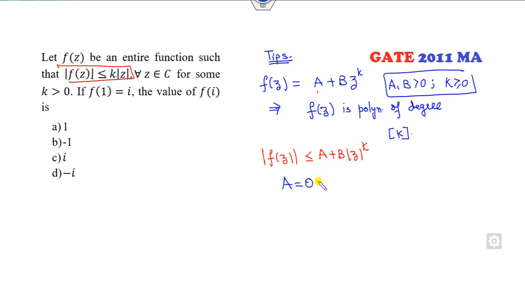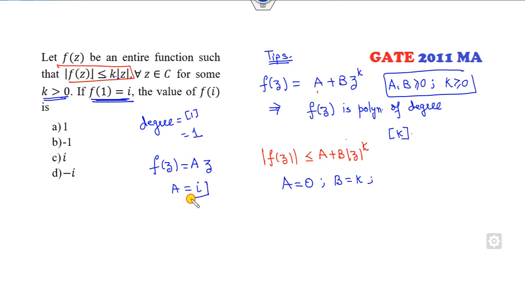If you compare them, a will be greater than or equal to 0. B in this case is a k, and k is greater than 0. So if you compare them, it must be a polynomial of degree greatest integer of 1, that is 1. So what is the meaning of that? Can you find a polynomial of degree 1, say az? What is the value of a? You can see f of 1 is iota. So a is my iota.